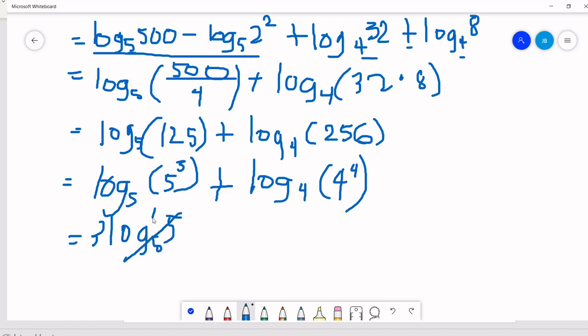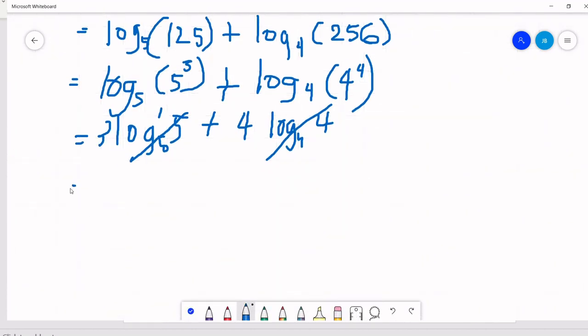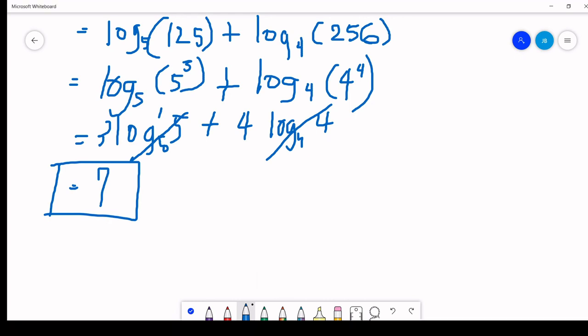Again, that is equivalent to 1, plus 4 log 4 of 4. That is equivalent to 1. So you have 4 plus 3 is equal to 7. This is our answer. All right, so let's see if our answer is correct.